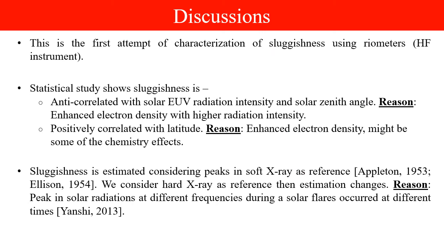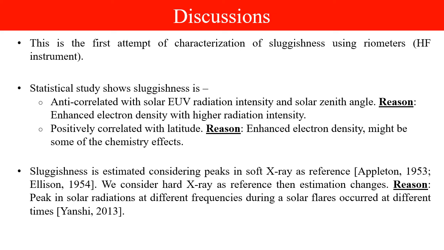So, taking all this together, here is our discussion and conclusion. This is the first attempt at characterization of sluggishness using a riometer, which is an HF type of instrument. Previously, people have done this with VLF studies, not with an HF instrument. We statistically characterize the sluggishness observed from the riometer. We find that it's anti-correlated with solar UV radiation intensity and positively correlated with solar zenith angle.